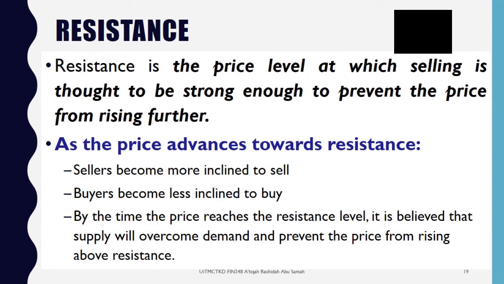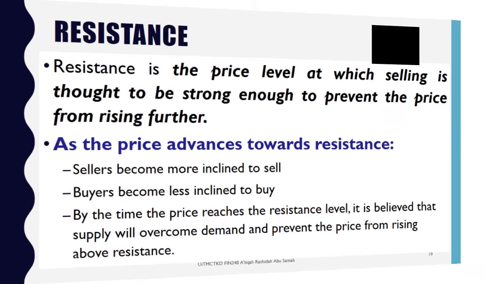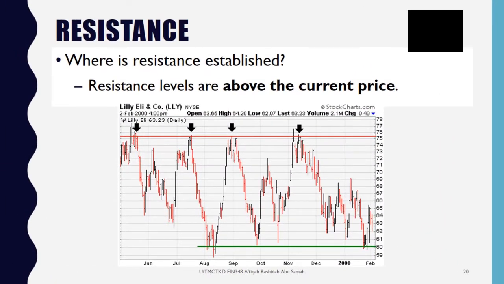Now we go to the resistance. Resistance is the price level at which selling is thought to be strong enough to prevent the price from rising further. Just now we looked at this: this one is support and this one is resistance. Imagine that support is something you want to support from falling down, so the line must be below what you want to support.